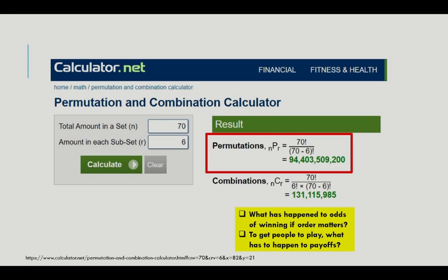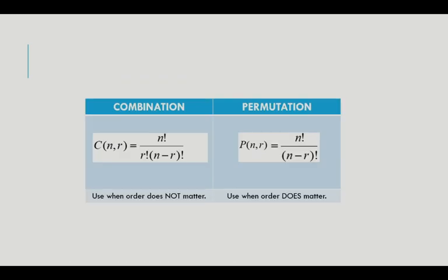So the second question in yellow says, hey, to get people to play then, what would have to happen to the payoffs? If order really mattered, are people going to play this? No, not unless the payoffs get much, much bigger, because the probability of winning has now gotten even smaller, right? And it's hard to win the lottery, but it would be incredibly hard to win a lottery where order mattered.